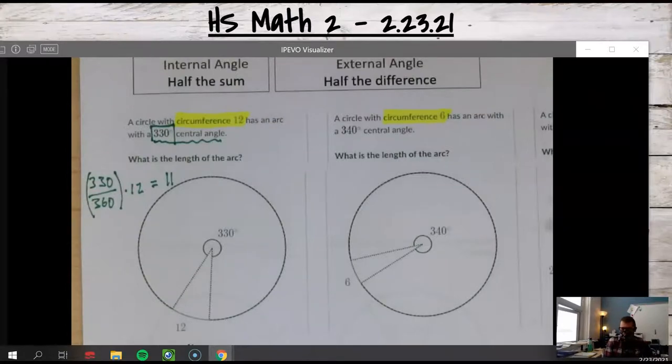I love trigonometry. What? I can't lie about trig.